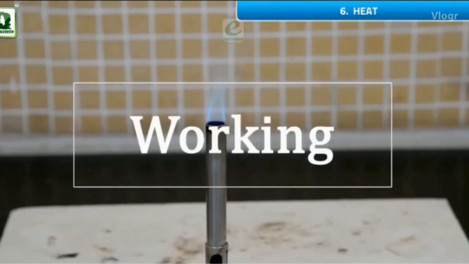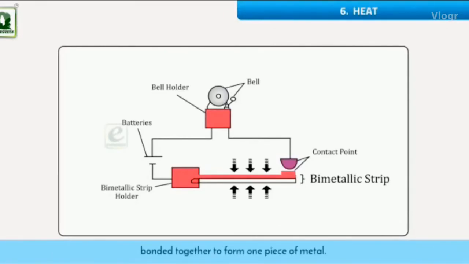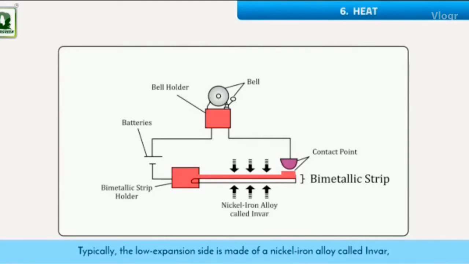Working. The bimetallic strip in a fire alarm is made of two metals with different expansion rates bonded together to form one piece of metal. Typically, the low expansion side is made of a nickel-iron alloy called Invar, while the high expansion side is an alloy of copper or nickel.